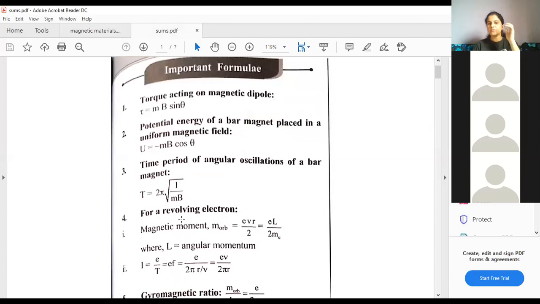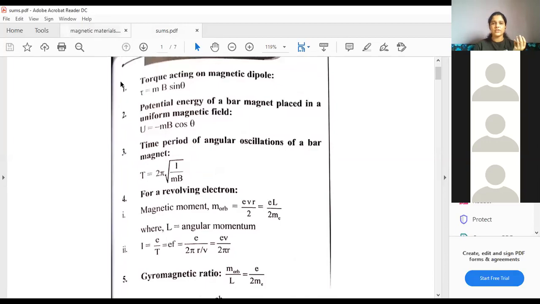So these are the common formulas, students. If you all remember, the first one we started with was the torque derivation. In that we obtained torque equals mB sin theta. Then U is the potential energy, which is equivalent to the work done. So that was minus mB cos theta. Yes or no? I don't know if you all remember the derivation.